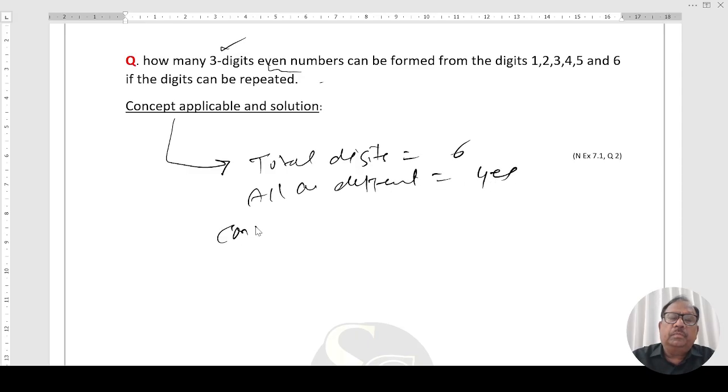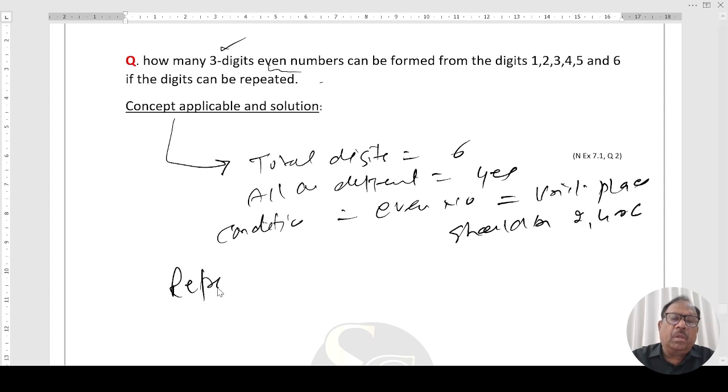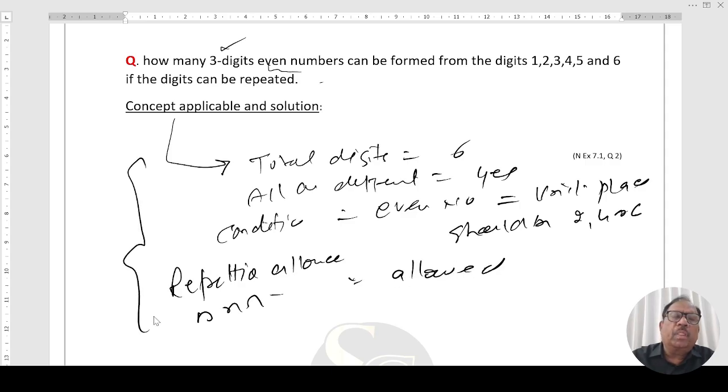Condition: even number. Even number means unit place should be 2, 4 or 6. Repetition allowed or not allowed. We have checked all the parameters.